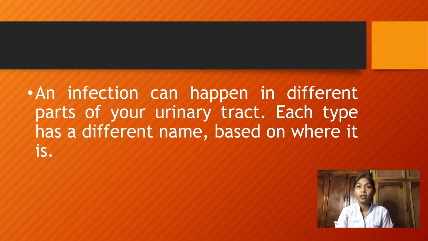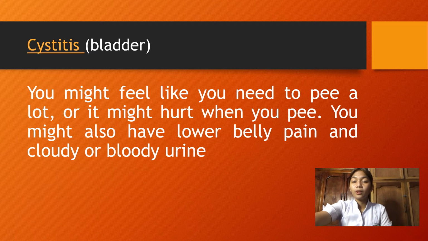So an infection can happen in different parts of your urinary tract. So each type has a different name based on where it is. We have the cystitis or the bladder. You might feel like you need to pee a lot or it might hurt when you pee. You might also have lower belly pain and cloudy or bloody urine.